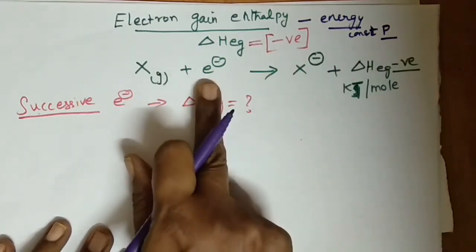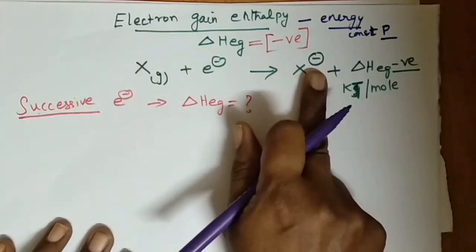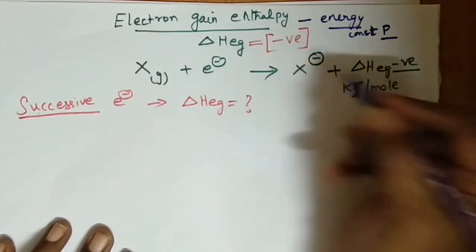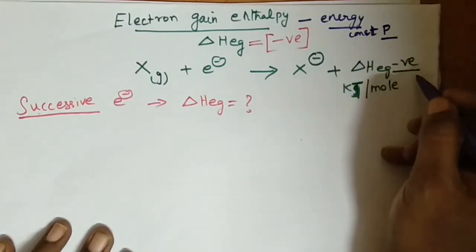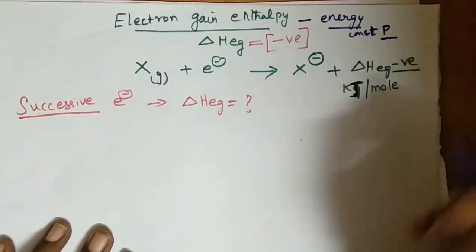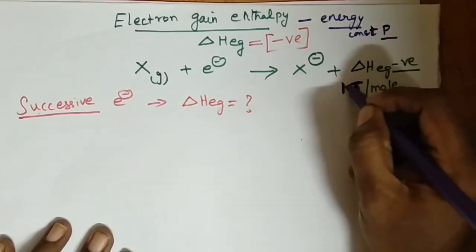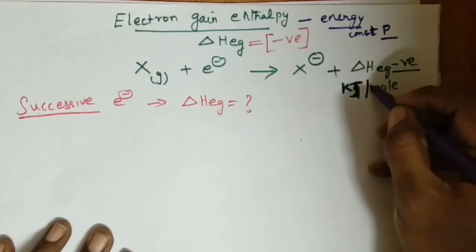When it gains one electron, it becomes the X minus ion. This is an anion, right? And it releases some energy. That energy always comes out negative because energy is being released. We measure that energy in kilojoules per mole, as I said.